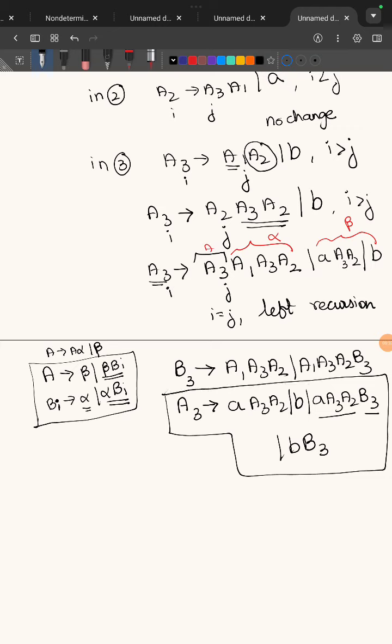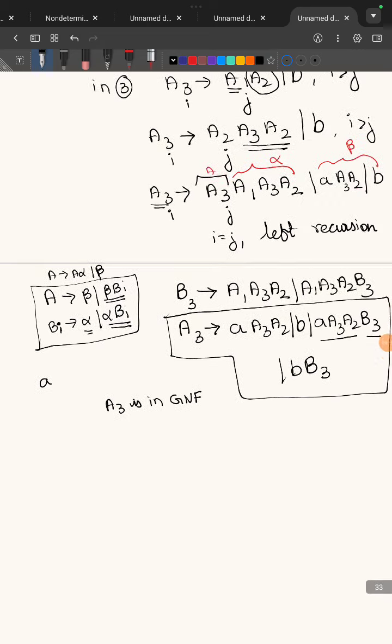So what is your GNF telling? Your GNF is telling that your rule should contain a terminal followed by n number of variables, or it can have any terminals also. If that is the rule, your A3 is satisfying the given condition. So A3 is in GNF format now. When A3 is in GNF format, we will try to convert your A2 and A1 by substituting this A3 over there. That is what we will be doing. So now what is A2?